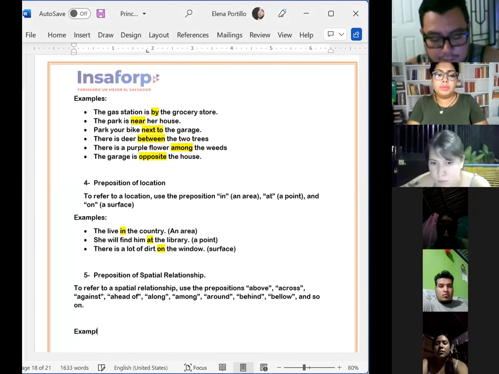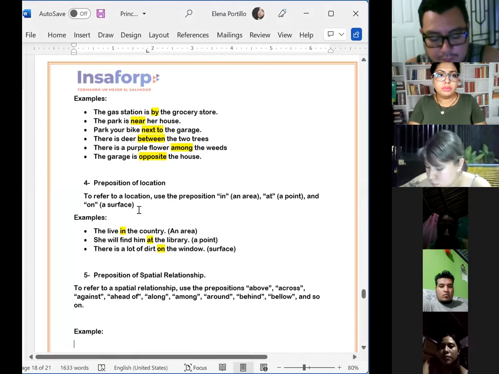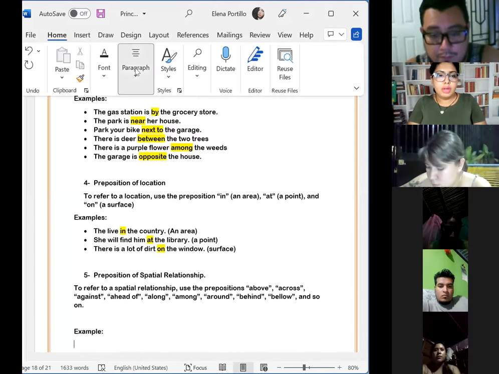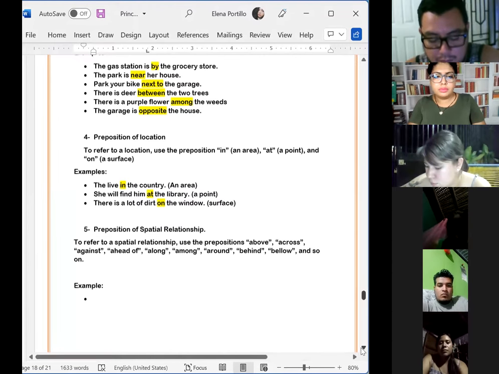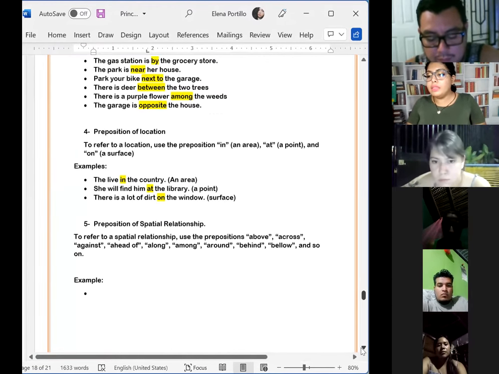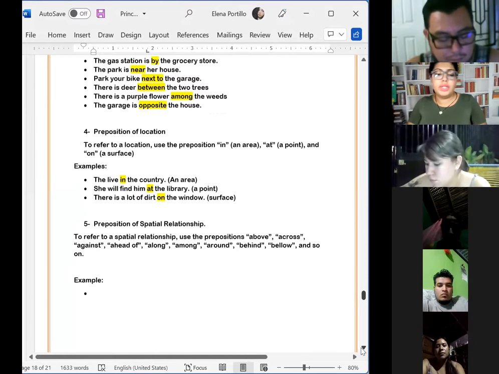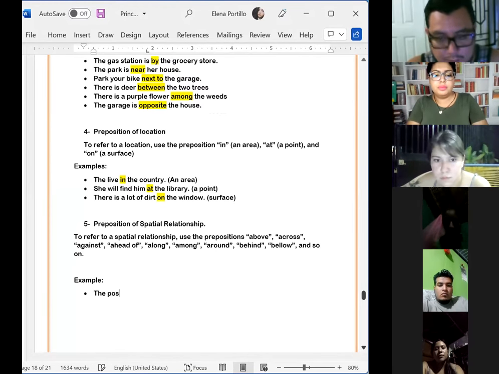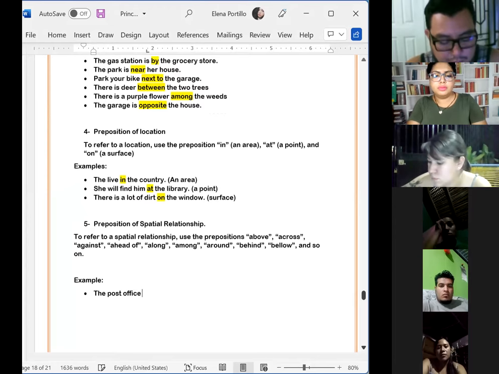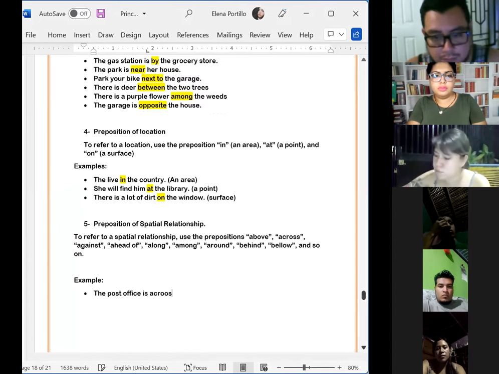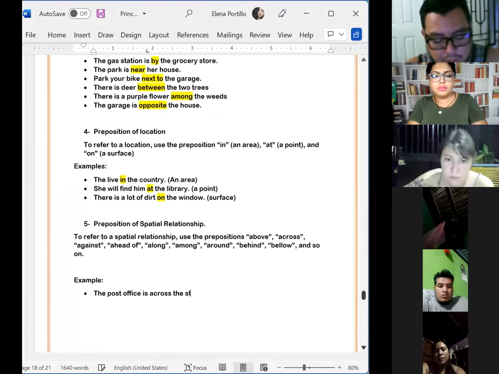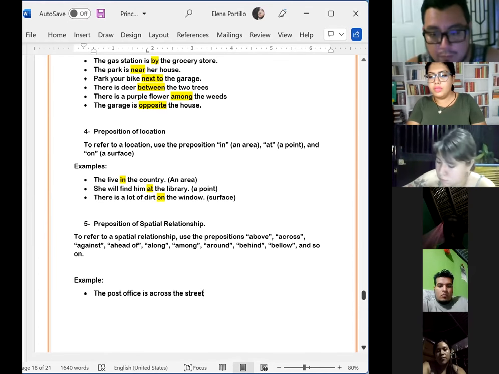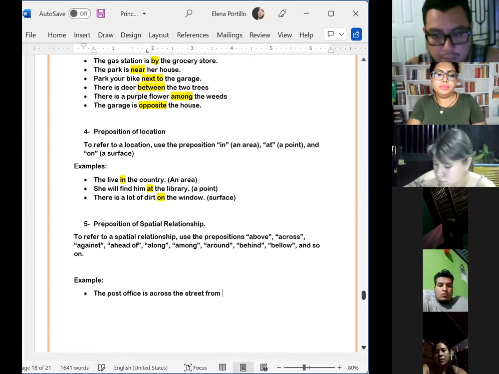So, for example, for our examples, let's see. We have the post office is across the street from the grocery store.